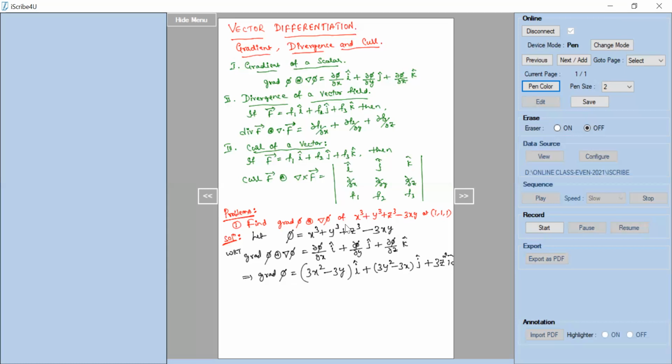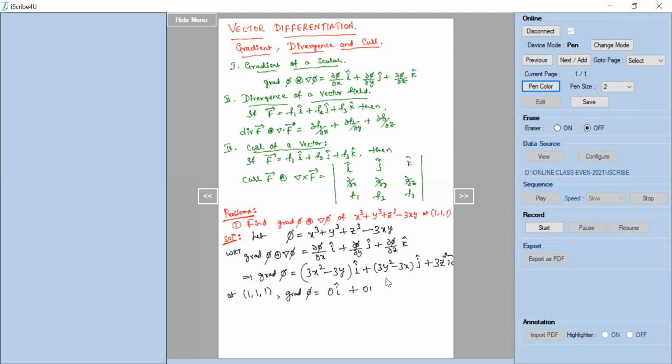But in this problem, I need to calculate the grad φ at some particular point, (1, 1, 1). So I'll write at (1, 1, 1), the grad φ value is, so let us put x is 1, y is 1 here. See, x is 1, y is 1 means this is 3 and here minus 3 minus 0. So it is 0 into i cap. Plus here, if I put, so this is 0, here also 1 square 1, 3 into 1, 3 minus here also 3 minus 0.